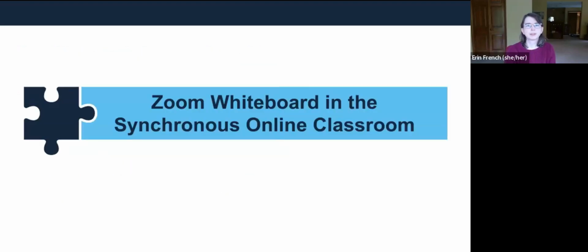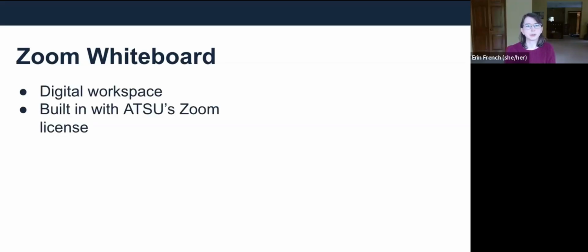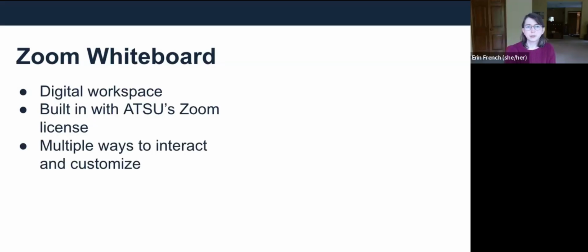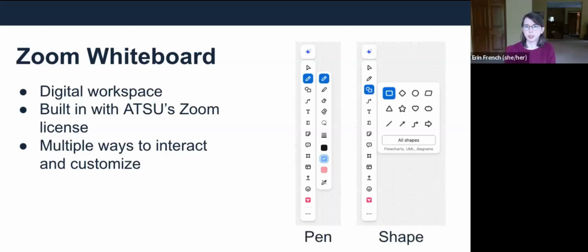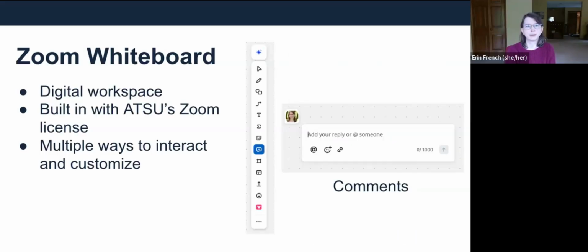My second example focuses on case studies for synchronous online classrooms using Zoom Whiteboard. Much like a whiteboard hanging in a classroom can be used for live collaboration in class, Zoom Whiteboard is a digital workspace built into Zoom where ideas can be discussed in real time. Participants can interact in multiple ways and customize a whiteboard by using the pen and shape tools, drawing lines, inserting text boxes, and adding sticky notes. These elements can be easily resized, and fonts and colors can be updated too. In addition, users can also leave comments.